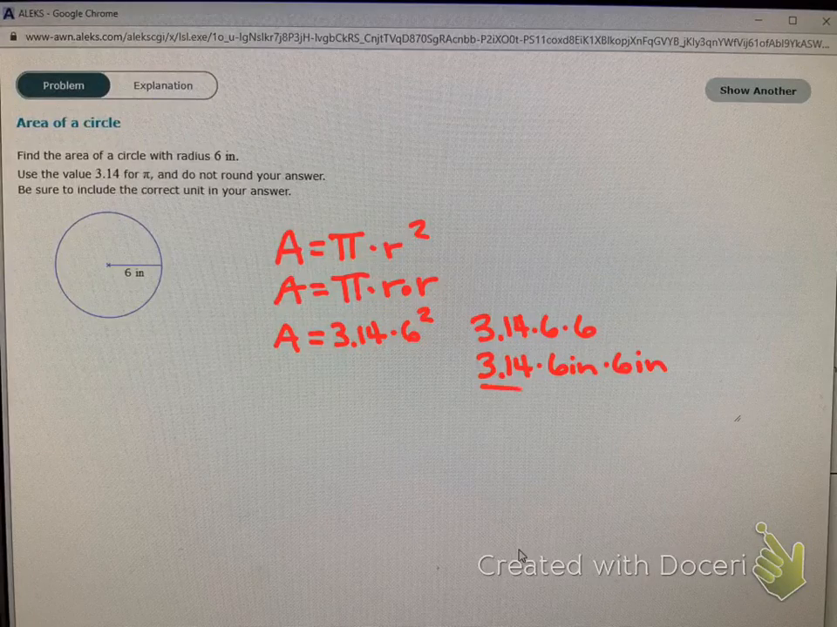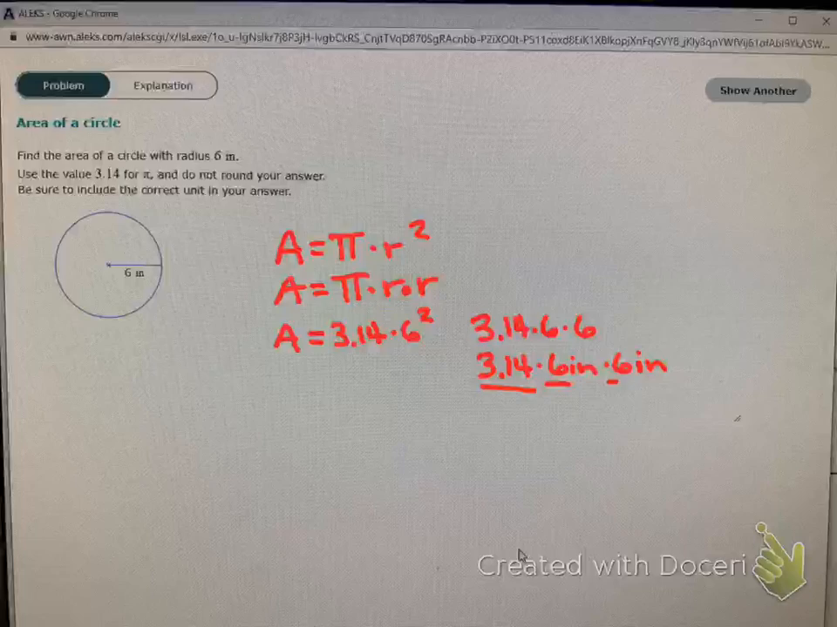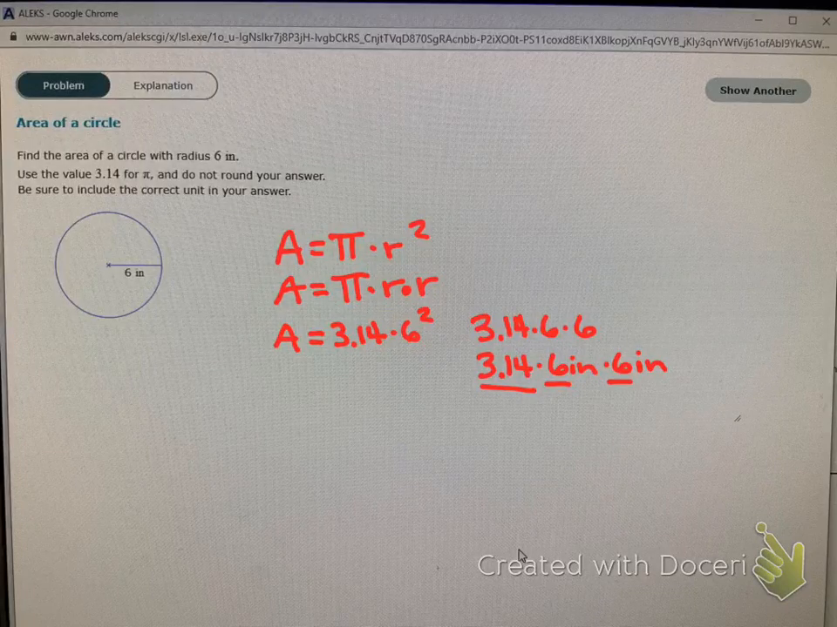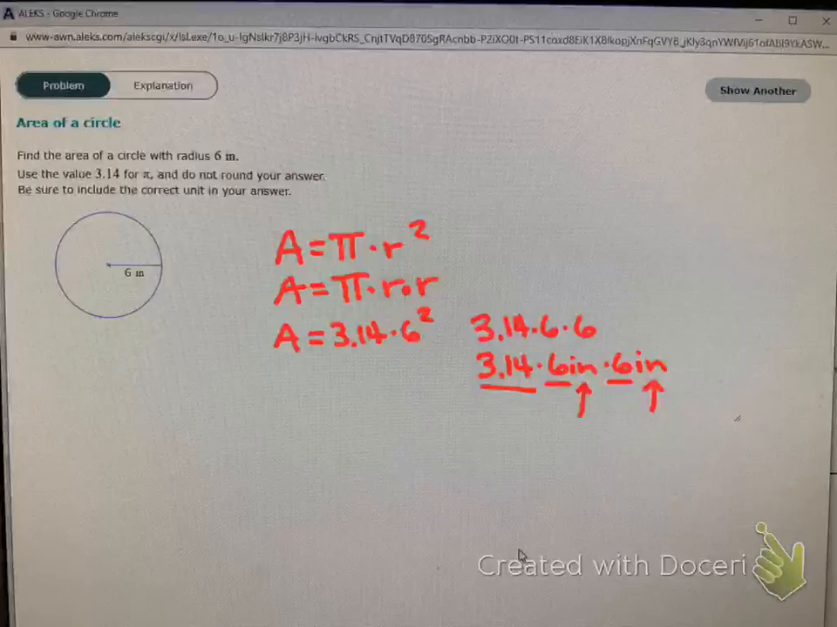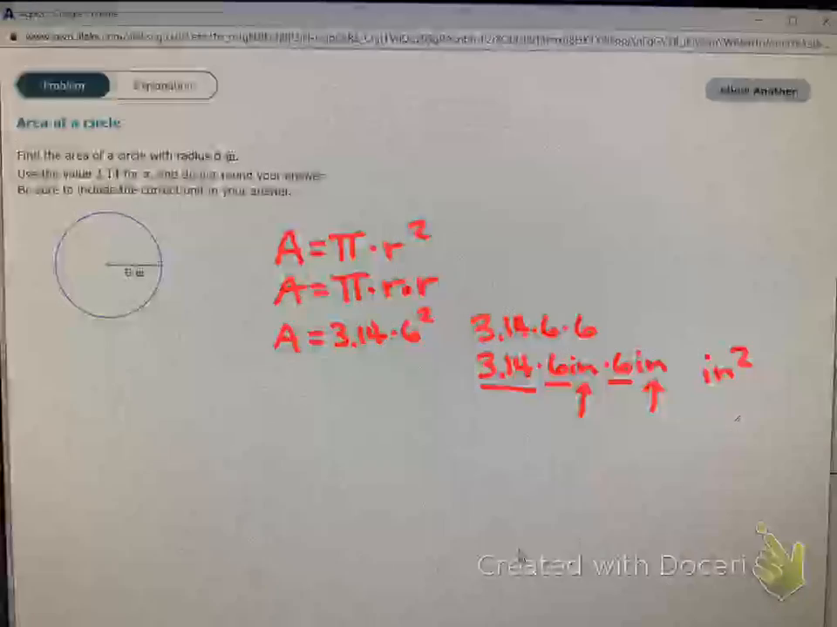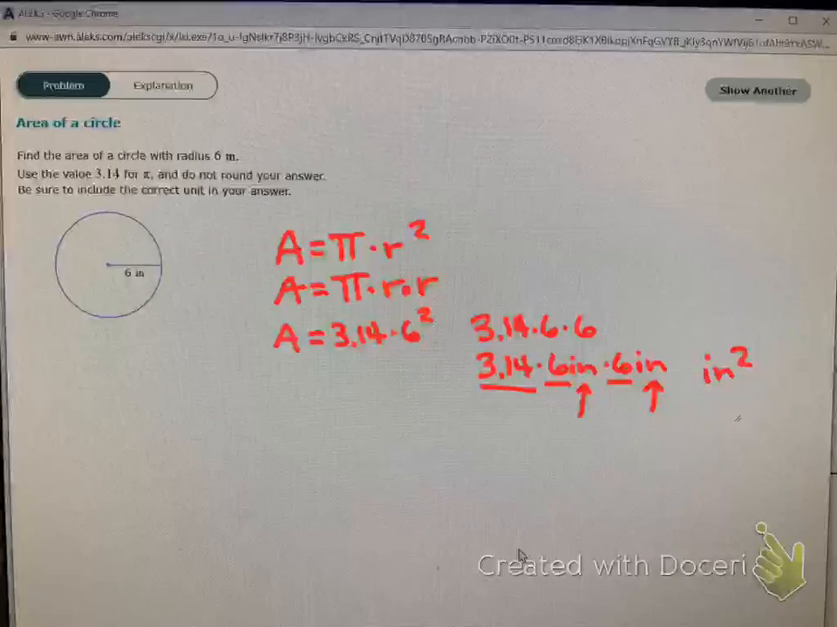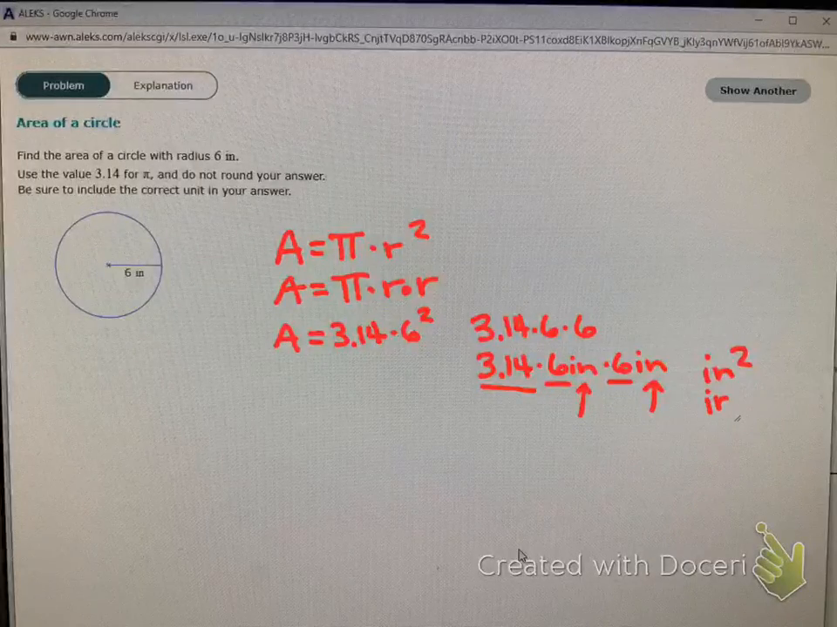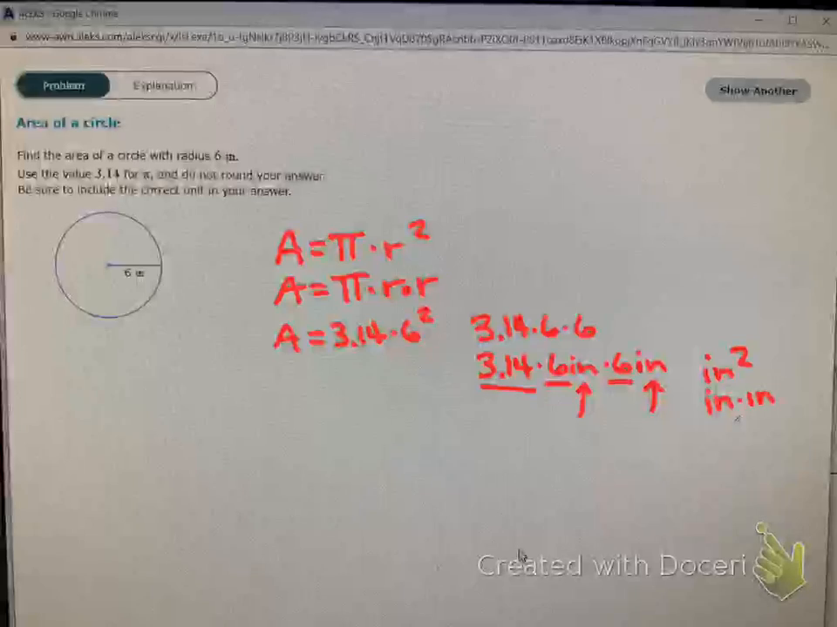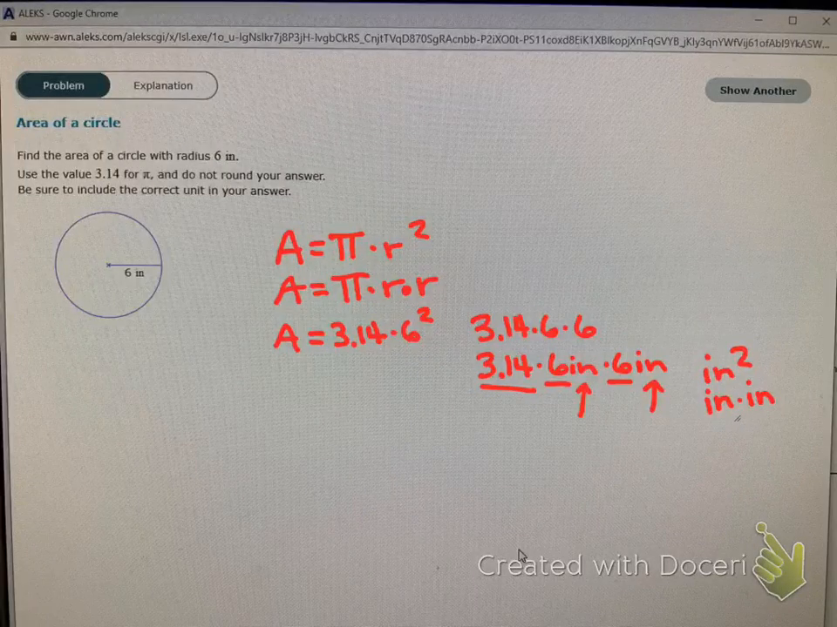Now we're going to multiply the 3.14, the 6, and the 6 together. But I don't want you to forget that we're actually multiplying the inches and the inches together, and that creates inches squared. And so our units at the end, we're going to put inches squared, because inches squared means inches times inches. And so now let's go to our calculator.